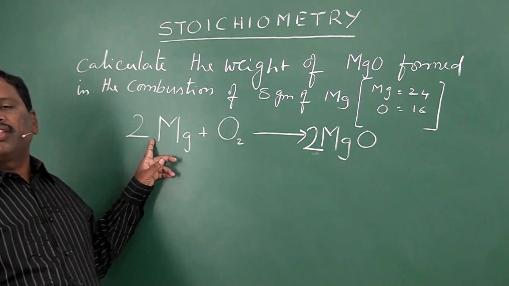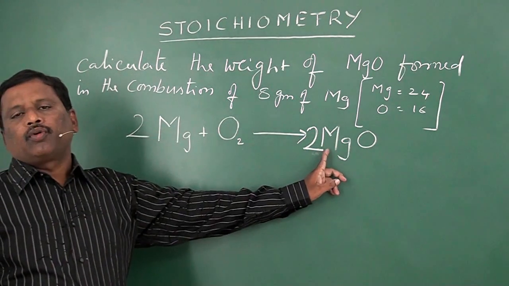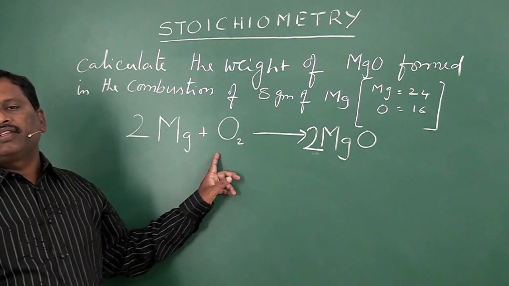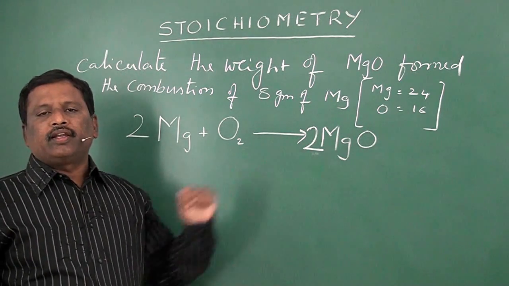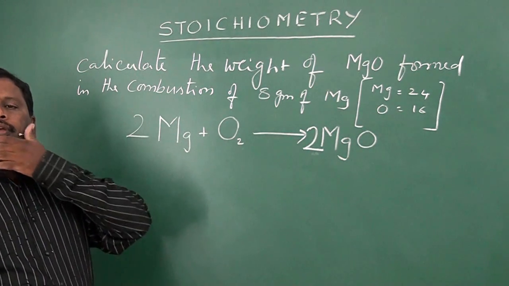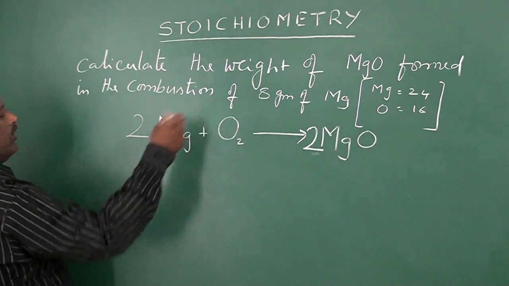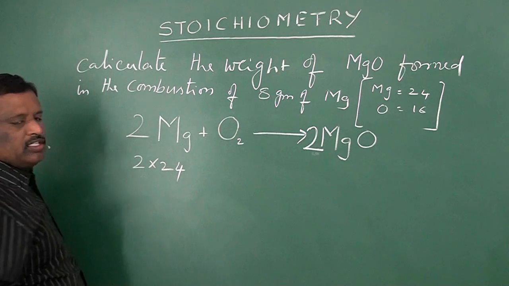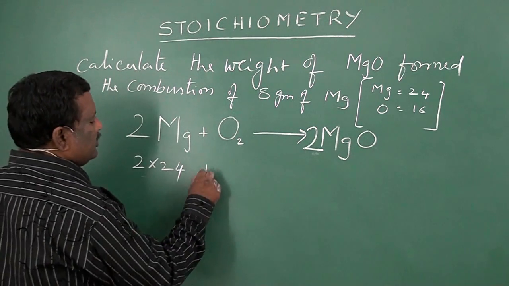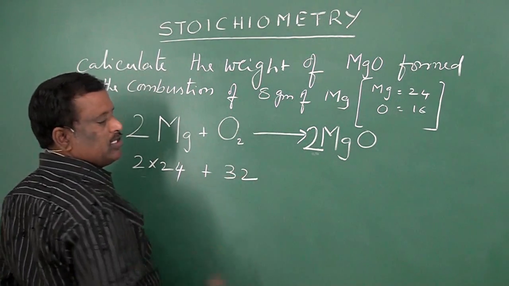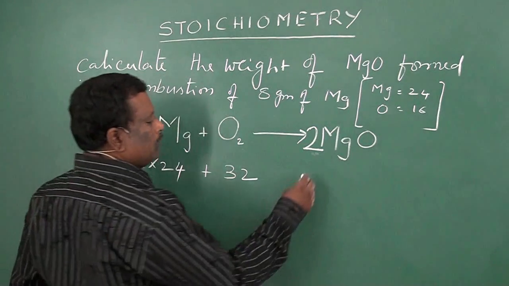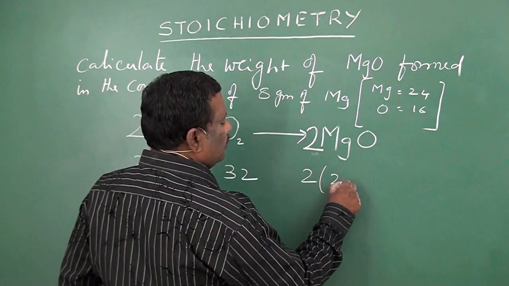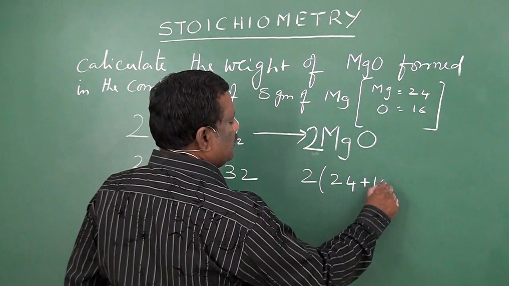Now 2 Mgs are in the reactant side, 2 Mgs are in the product side. 2 oxygens are in the reactant side, 2 oxygens are in the product side. Now apply their atomic weights. Magnesium atomic weight is 24. So 2 into 24 grams of magnesium is reacting with 32 grams of oxygen to give 2 into 24 plus 16.